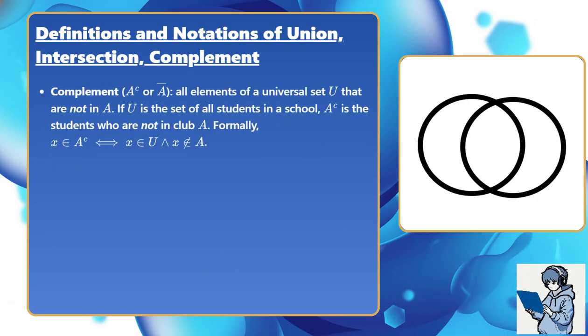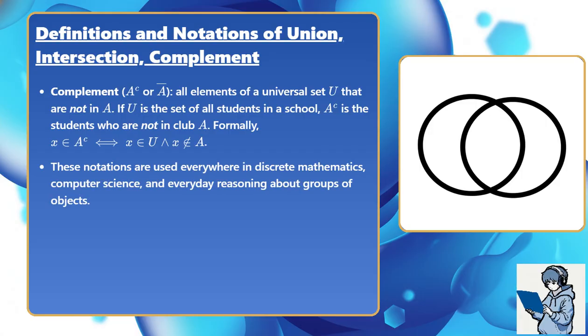Complement, A superscript C or A bar: all elements of a universal set U that are not in A. If U is the set of all students in a school, A^C is the students who are not in Club A. Formally, x is in A^C if and only if x is in U and x is not in A. These notations are used everywhere in discrete mathematics, computer science, and everyday reasoning about groups of objects.